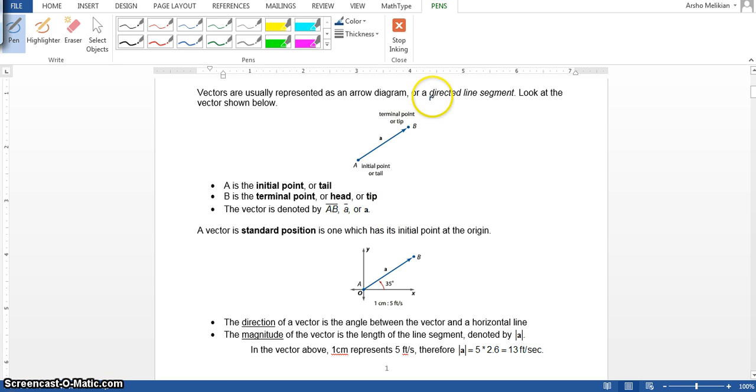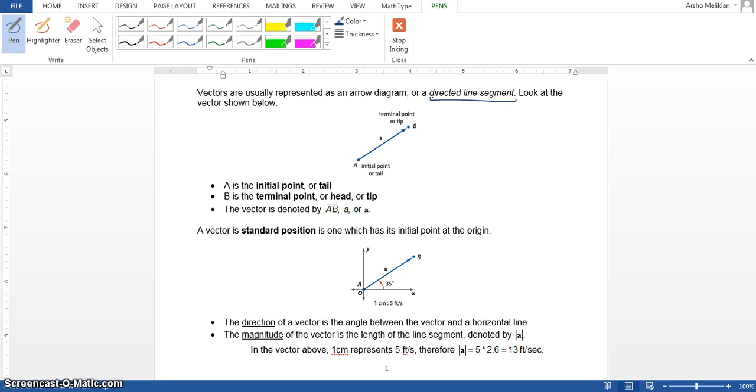You can also see it called a directed line segment. Now, if you look at a vector, there are some characteristic features here. This point here is the initial point, or we call it the tail. B is the terminal point, also called the head, also called the tip. I normally use tail and head, as opposed to initial point and terminal point.